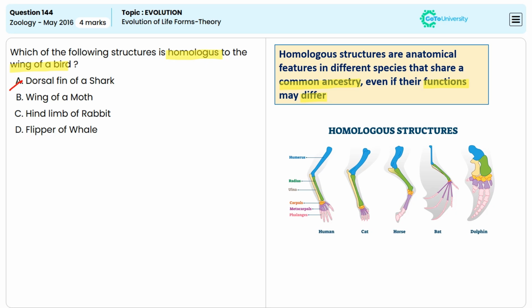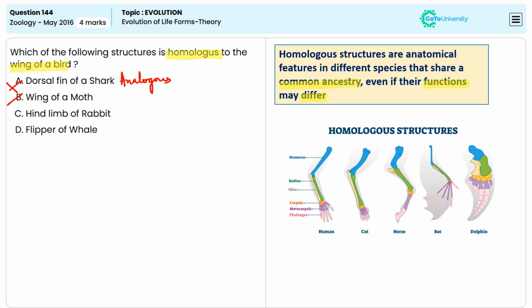Dorsal fin of a shark. The dorsal fin of a shark is a fin used for the stabilization in water, and it is not derived from the same anatomical structure as the bird's wing, and it is an example for analogous structure, not homologous. So option A is incorrect.